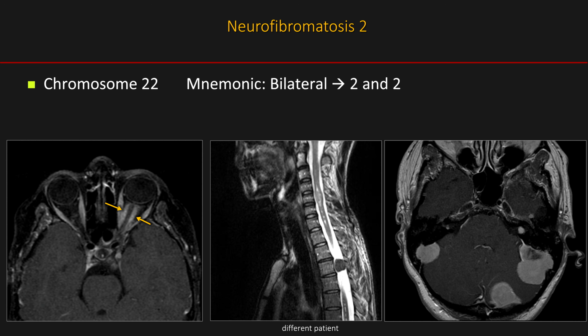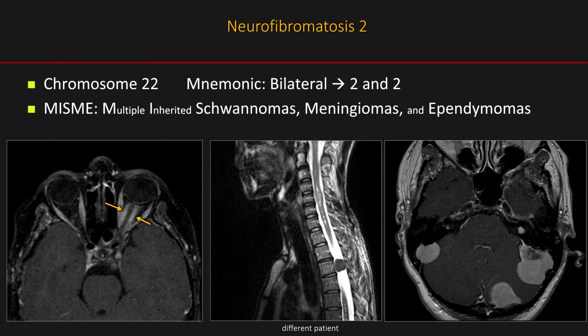The way to remember is the classic finding for NF2 is bilateral vestibular schwannoma. So bilateral 2 and 2, so chromosome 22. And also think about Wishart syndrome, multiple inherited schwannoma. So bilateral vestibular schwannoma in particular, multiple meningioma like we see in this case. And sometimes in the spine, you can see an intramedullary tumor that is ependymoma for NF2.